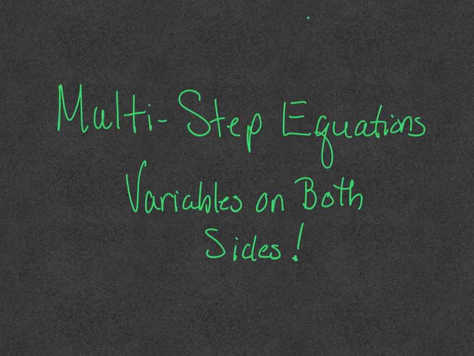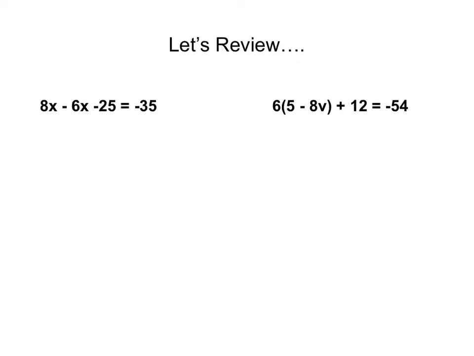In this video, we're going to look at multi-step equations that have variables on both sides. All right, let's just do a quick review of what we know about multi-step equations so far. So in the first one, I'm going to start by doing some change on the side of the equation with the variables. So I've got 8x plus negative 6x plus negative 25 equal negative 35.